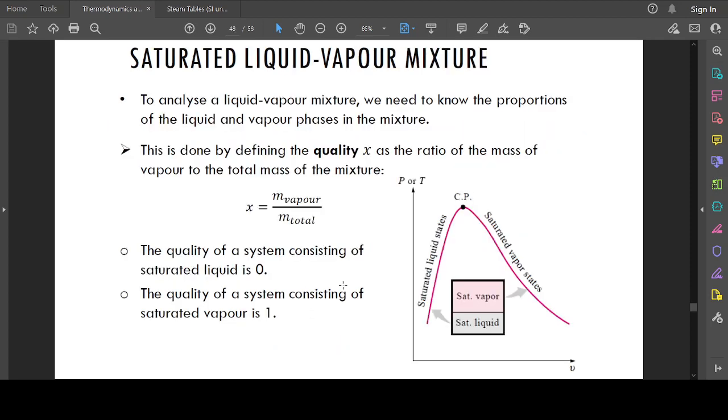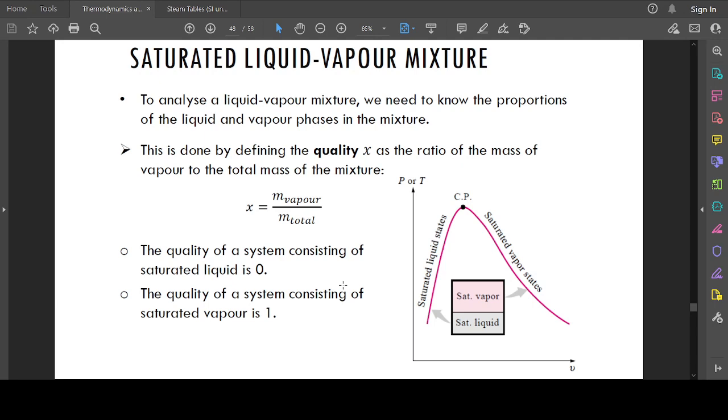To analyze a liquid-vapor mixture, we need to know the proportions of the liquid and the vapor in the phases in the mixture. The proportion tells us the quality of the mixture, and the quality, which is denoted by x, is equal to the mass of the vapor phase divided by the total mass, and the total mass is given as the mass of the vapor plus the mass of the liquid.